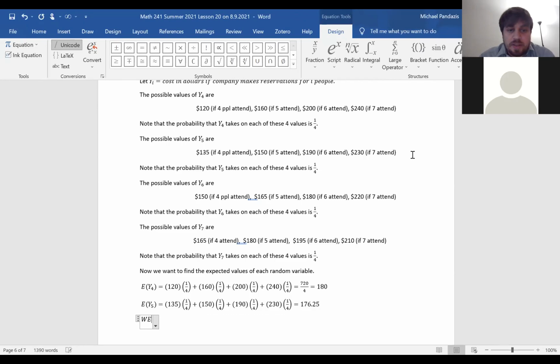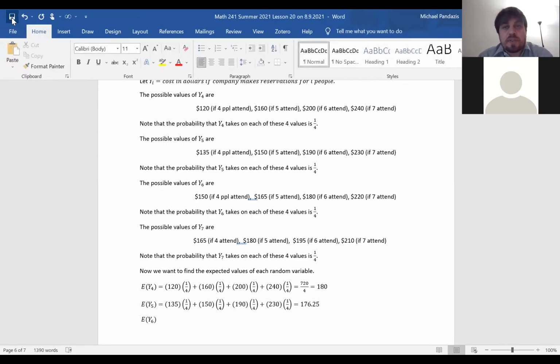Note that the expected value of y sub 5 is 176.25, which means if you repeat this situation millions of times, just to exaggerate, then on average, if they made 5 reservations in advance, they would have to pay $176.25 in total, however many people ended up showing up, whether 4, 5, 6, or 7.